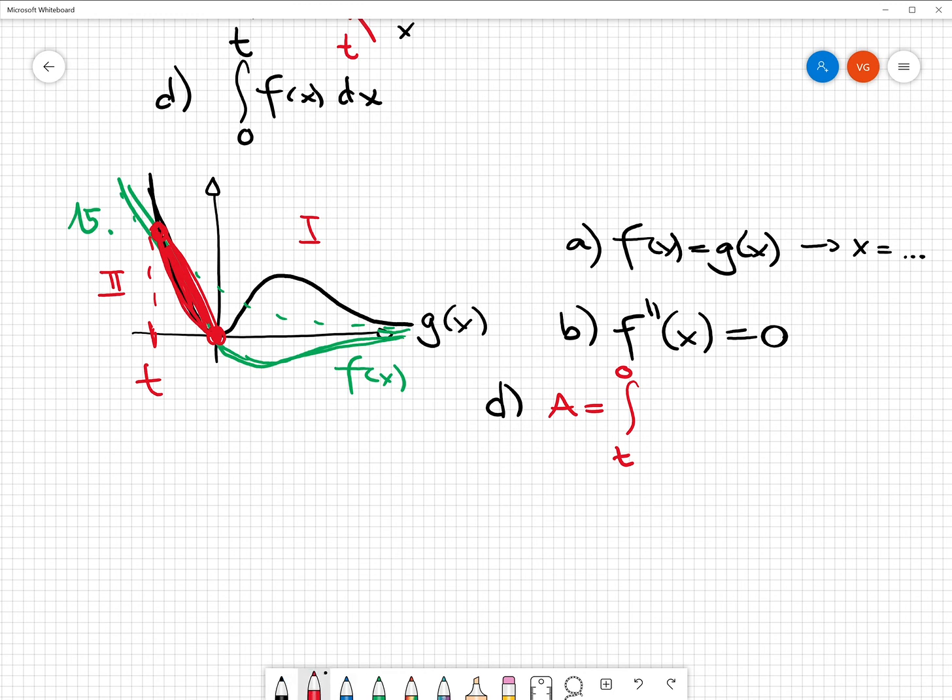This is d, and what we integrate is, well, probably f of x minus g of x with respect to x. Please look this up. If this sounds unfamiliar, this is an important concept. The area between 2 graphs, you integrate the difference. Okay, it's not very tricky, but you might have to revise this.